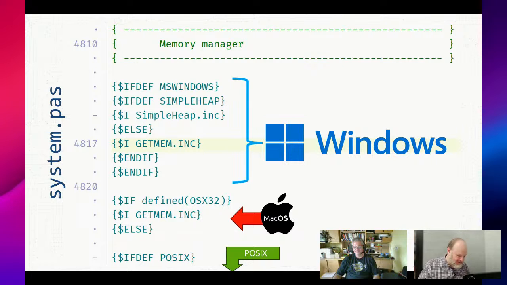If you go into system.pas, scroll down to line 4817, you'll see include gitmem.inc. That's where FastMM lives, or actually, I think there's other stuff in there as well for FastMM. Oh, it is using OSX here as well for Mac OS. According to DocWiki, the OSX 32-bit, so according to DocWiki, FastMM is only on Win32 and Win64.